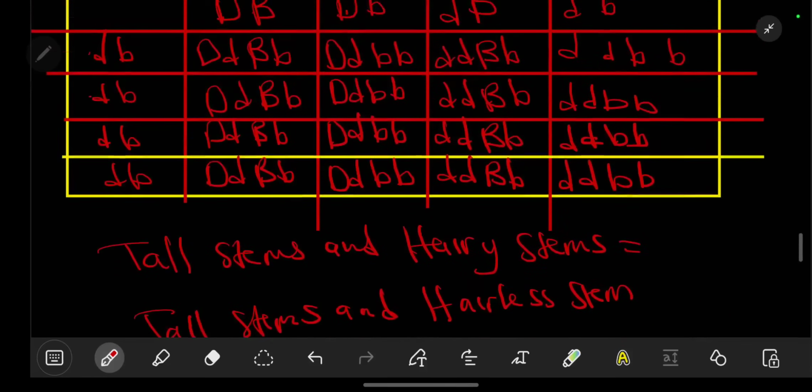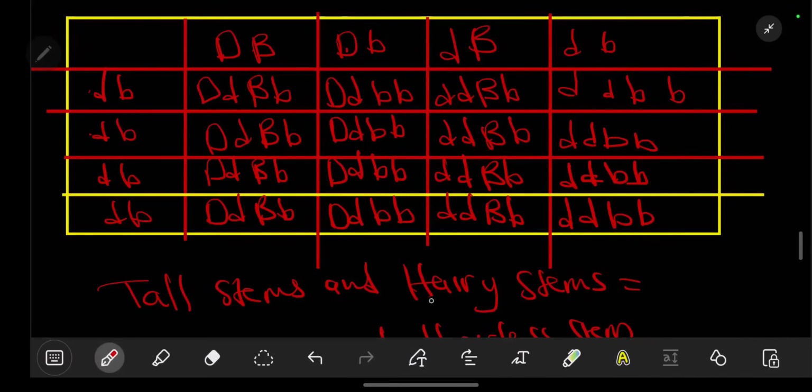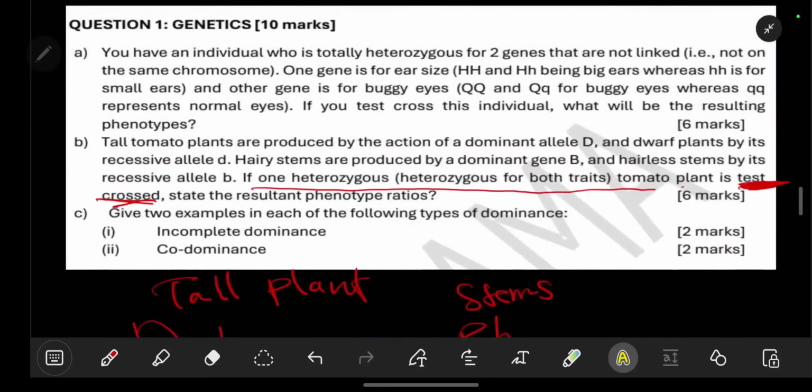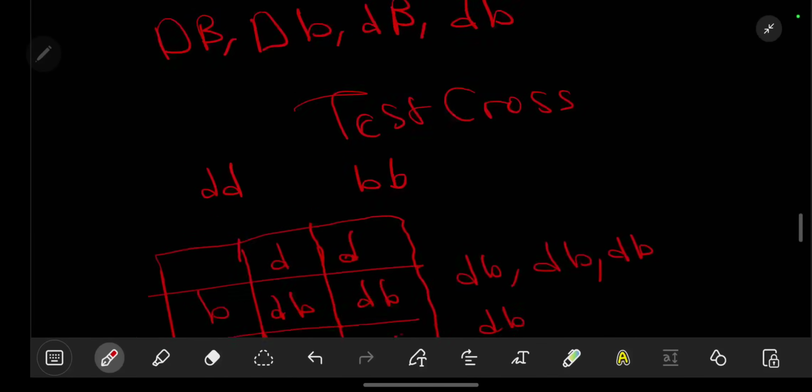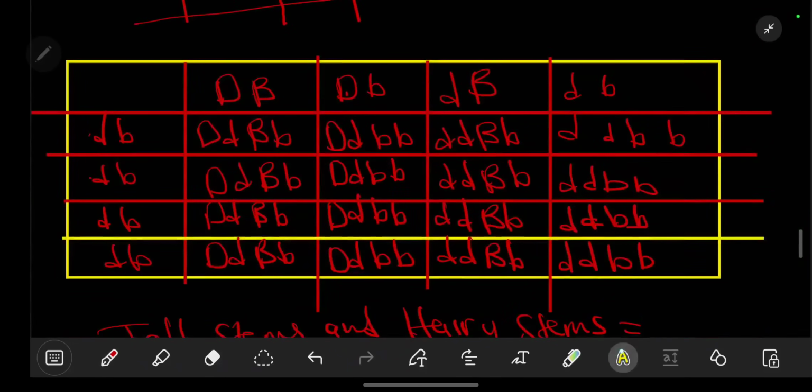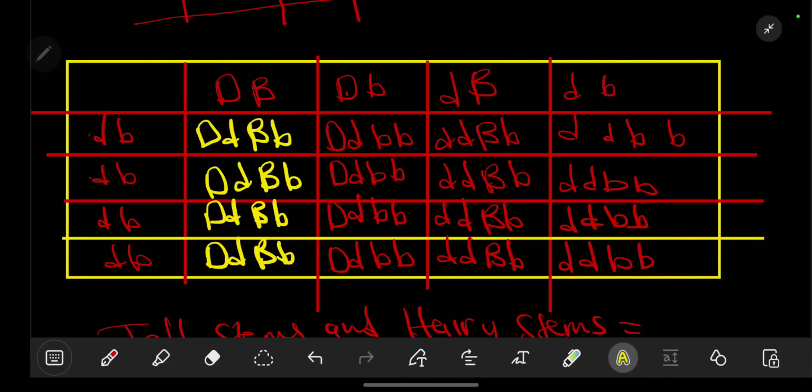For tall, we should have at least one big letter D. For hairy, we should have at least one big letter B. According to the question, we are told that hairy stems are produced by the dominant, which is very, very important. They are produced by the dominant B. So we expect at least one big letter D and at least one big letter B, like that. If we count there, we are still going to have a 4.